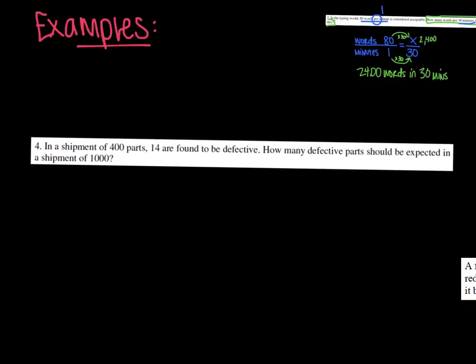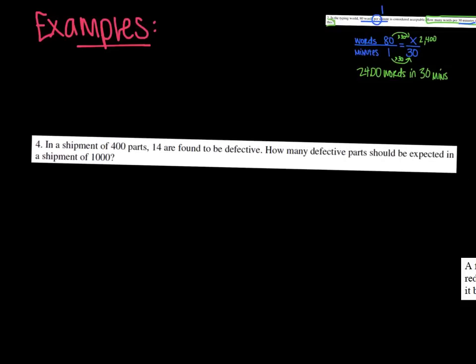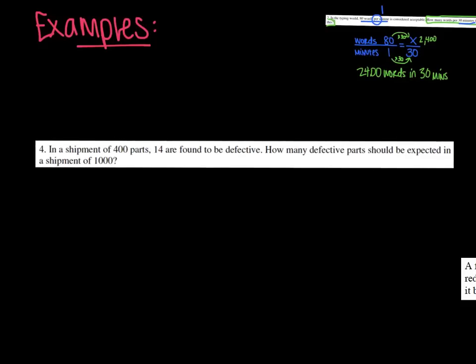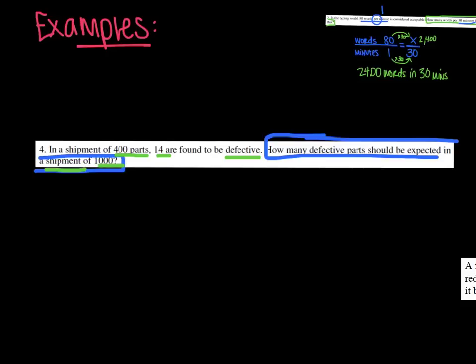In a shipment of 400 parts, 14 are found to be defective. How many defective parts should be expected in a shipment of 1,000? So we're first going to box the question. How many defective parts should be expected in a shipment of 1,000? I'm going to read it again and then underline the important words. In a shipment of 400 parts, 14 defective, and then how many defective parts should be expected in a shipment of 1,000. So those are my important words.